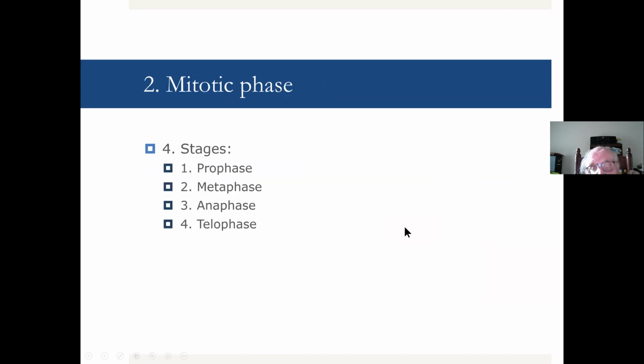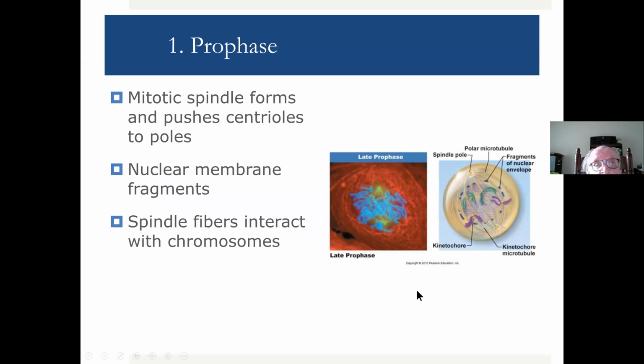There are 4 stages in cell division: prophase, metaphase, anaphase, telophase. They're easy. 4 phases in the mitotic phase. Prophase. In prophase, the mitotic spindles form. The nuclear membrane breaks down.